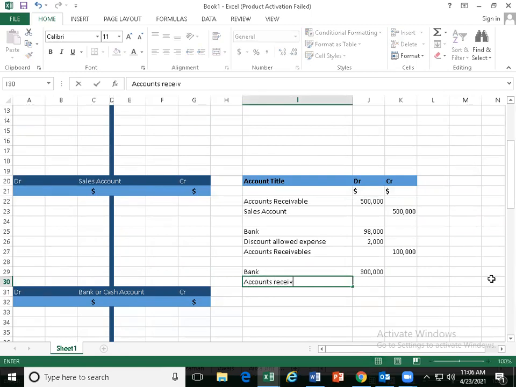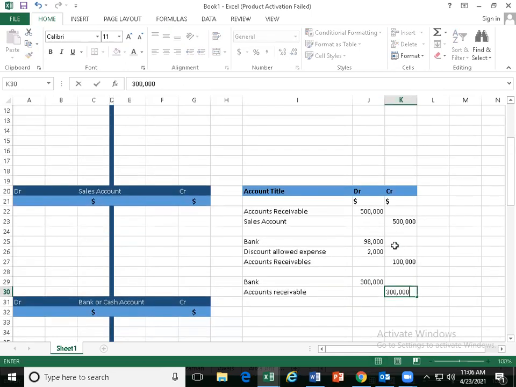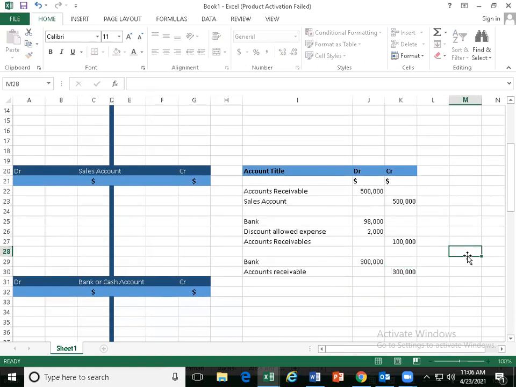Accounts receivable, 300,000. It's done. Then we are told that some customers remain outstanding. Now there is no double entry, because now from here we can see what is outstanding. 500 minus 100 minus 3, so 100,000 is outstanding.